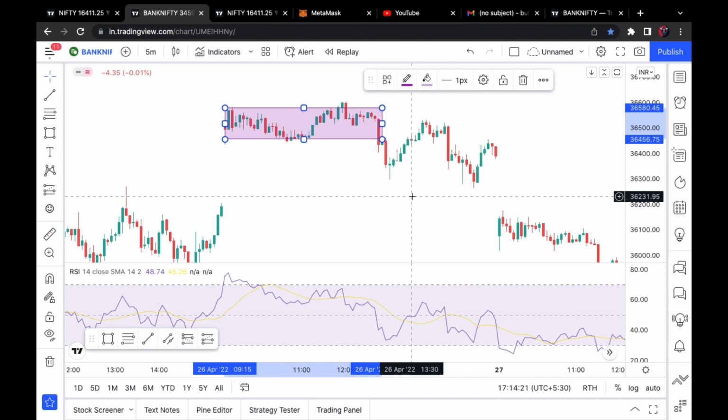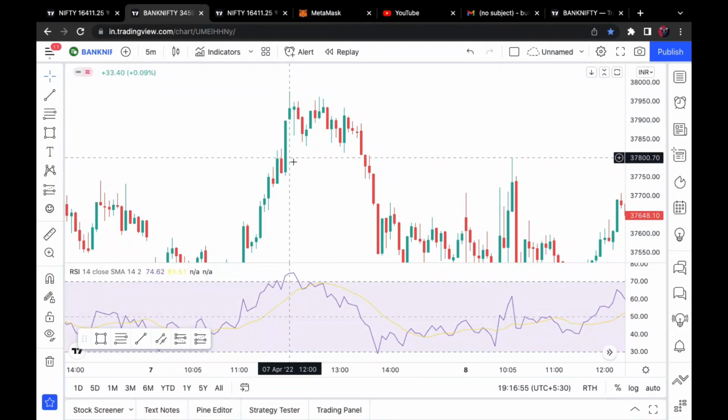I will make a detailed video related to the RSI, and what RSI divergence is, and what fake divergence is. I will make another video on RSI divergence, so you can watch that video if you want to know about RSI.